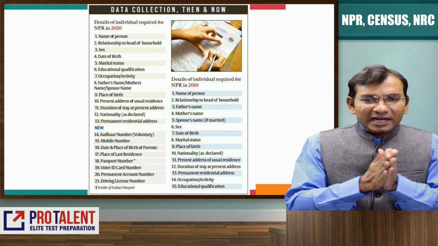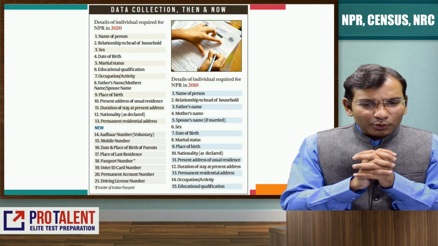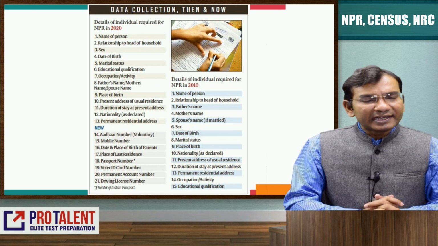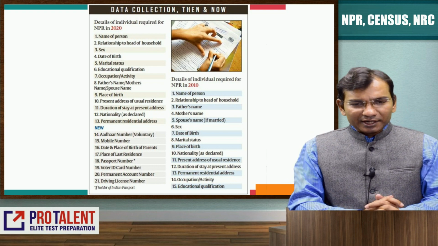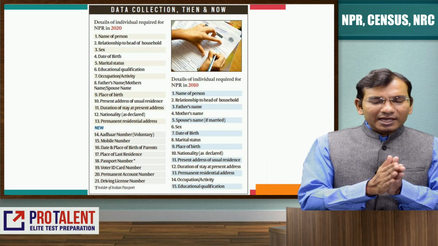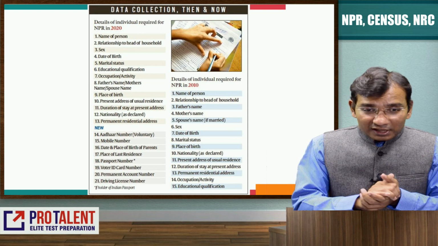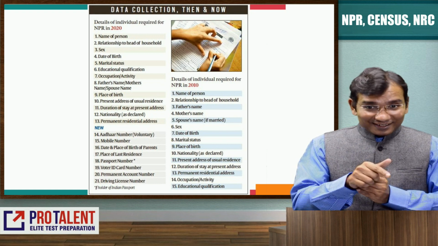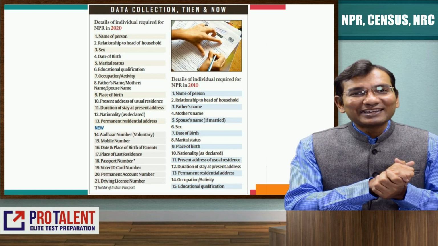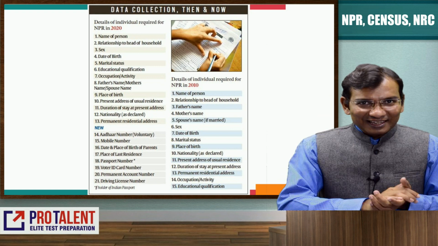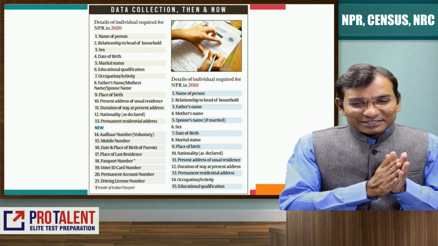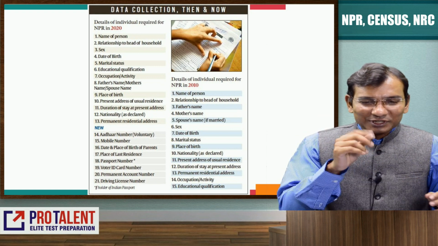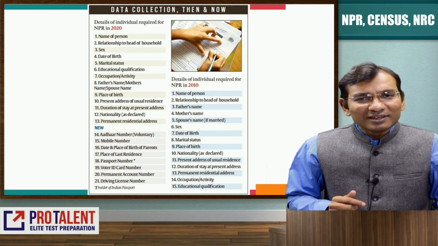NPR में क्या क्या इंडिविजुअल डिटेल चाहिए होगी, ये रही 21 डिटेल्स जो इस NPR में चाहिए. ओके, नए डेटा इन्होंने डाले: आधार नंबर विच इज प्रोविजनल, मोबाइल नंबर, डेट एंड प्लेस ऑफ बर्थ ऑफ पेरेंट्स. ठीक है, ध्यान रहे डेट एंड प्लेस ऑफ बर्थ ऑफ पेरेंट्स will be connected to NRC, है ना. अगर आपको पता हो तो प्लेस ऑफ लास्ट रेसिडेंस, पासपोर्ट नंबर, वोटर ID, ये सब चीजें इसमें इंक्लूड करी जाएगी.